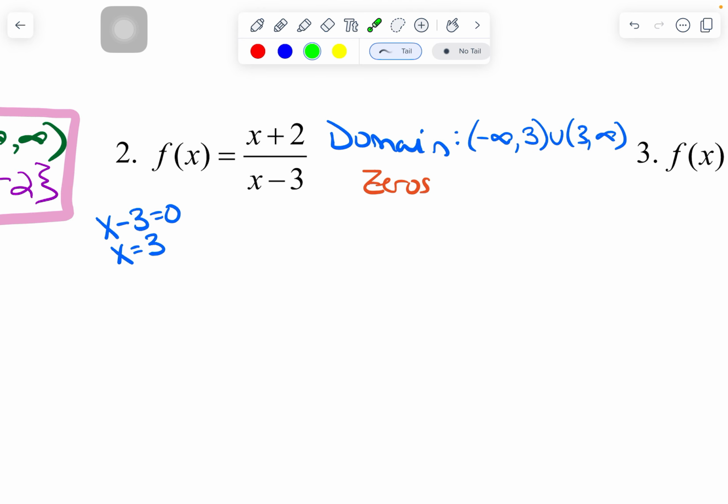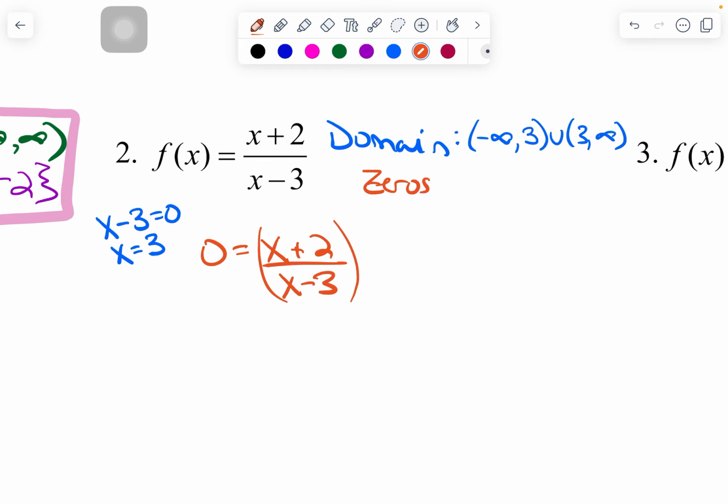So that's my domain. Let's talk about the zeros. To find our zeros, I'm going to take our function and set it equal to 0. So (x + 2)/(x - 3) is equal to 0. I'm going to go ahead and multiply to get rid of this denominator. Don't like having that there.